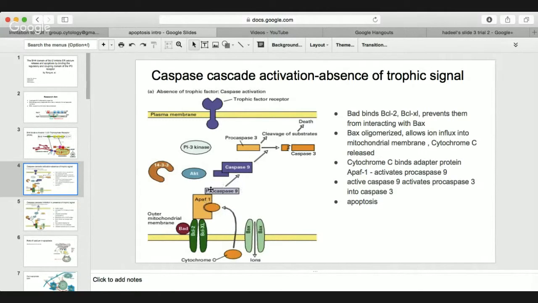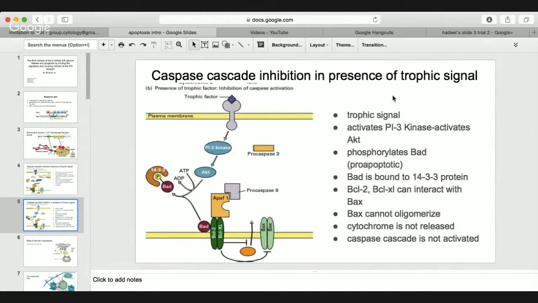APAF1 then activates the pro-caspase 9 into its active form, the caspase 9, which in turn activates the pro-caspase 3 into its active form, the caspase 3. This caspase cascade activation leads to apoptosis. In contrast, with the presence of a trophic signal, there is inhibition of the caspase cascade.